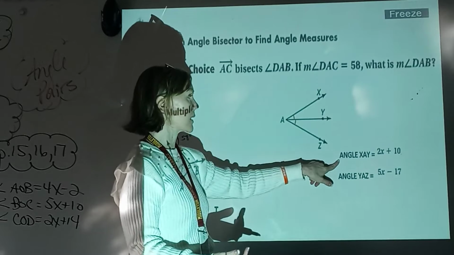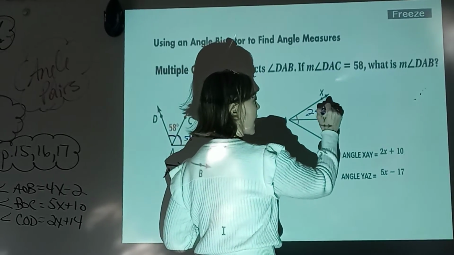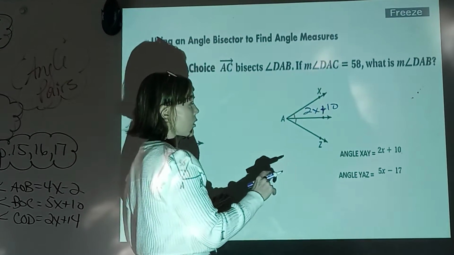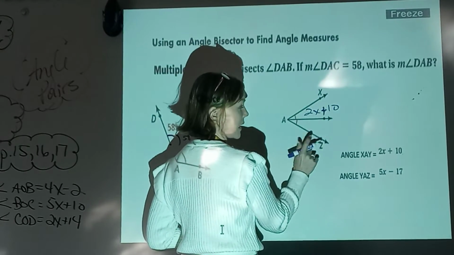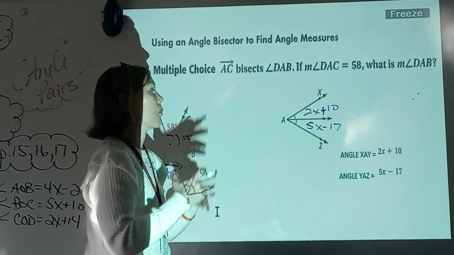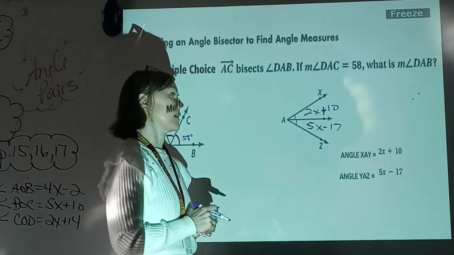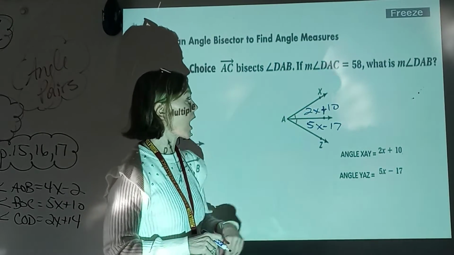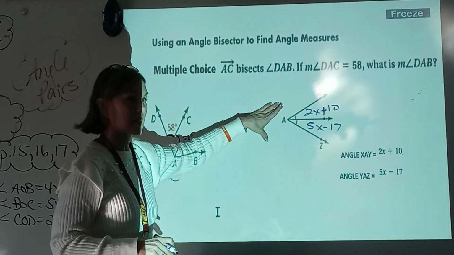It says that angle XAY is 2x plus 10. So go ahead and write that right inside of that angle. And then it says angle, you can't see it, but there's the letter Y, YAZ is 5x minus 17. And it says, what is the measure of angle XAY? And solve for x. So if ray AY is an angle bisector, which cuts the big angle in half, how would we set this up to solve for x?